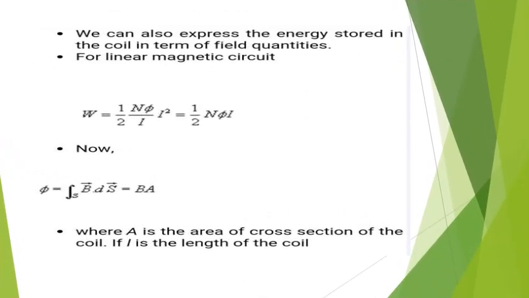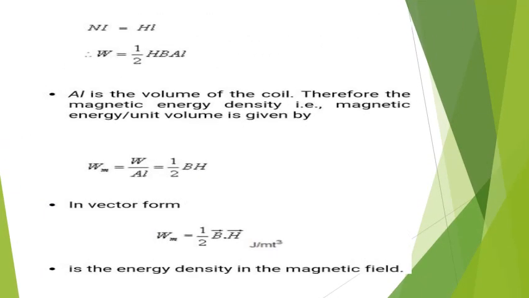If you substitute the value of L in the above equation, we have W equals half NΦ by I times I squared, which equals half NΦ I. We know that Φ equals the surface integral of B, that is equal to B into A, where A is the area. Substituting the above value of Φ in the above equation, we have the energy as half N B A I, where A into l is the volume.